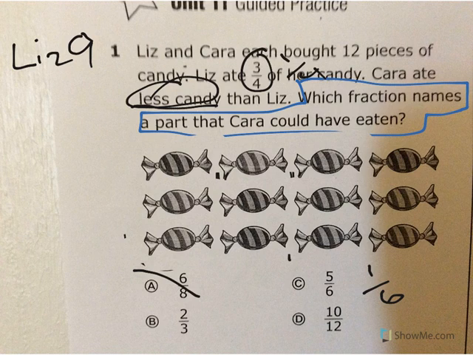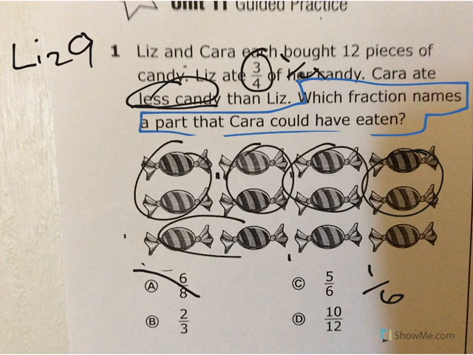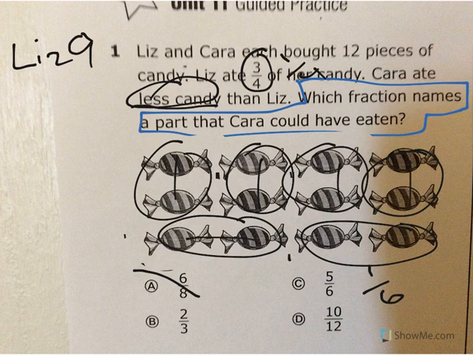So if I was to regroup to make actual 6 groups, that'd be 1 group, 2 groups, 3 groups, 4 groups, 5, and 6 groups. So if she ate 5/6 of them, that would be this group, this group, this group, this group, and that group. That's 5 of them, and that's 1, 2, 3, 4, 5, 6, 7, 8, 9, 10 pieces of candy. So we can eliminate 5/6.